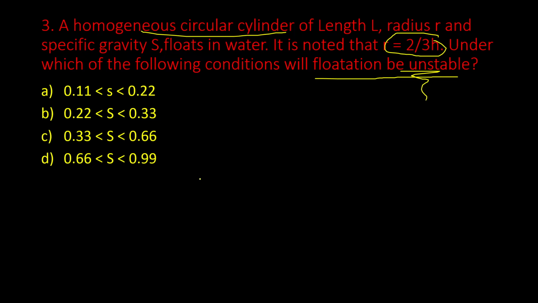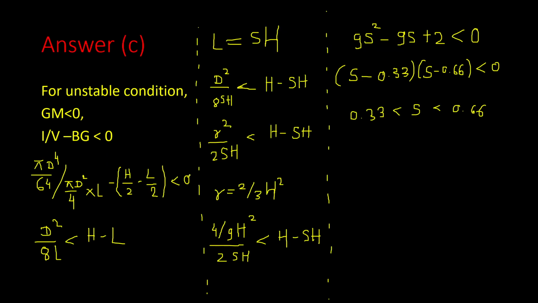So let's see what is the correct answer for this question. So the correct answer for this question is C. So for unstable condition, Gm is less than 0, that is metacentric height is less than 0.